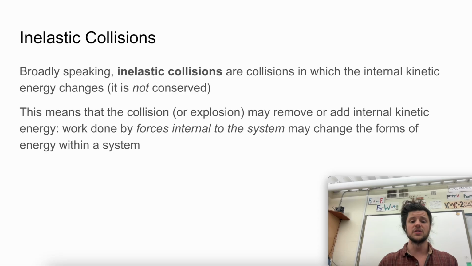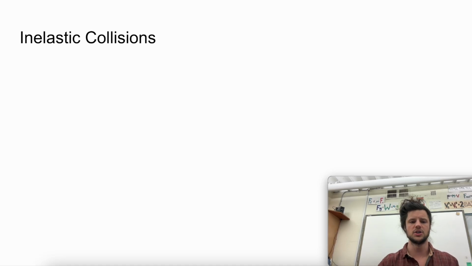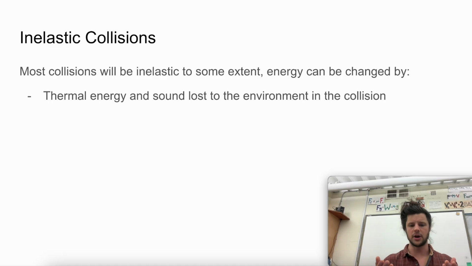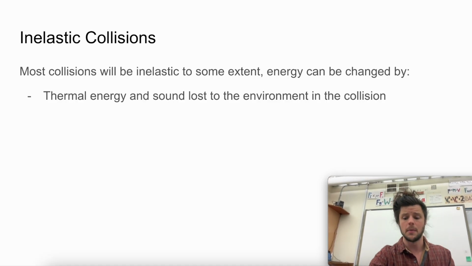Right, and the reason for that is there is some amount of work done by forces that are internal to that system, the two objects that are colliding, that's going to change from one type of energy to another type of energy. So some places where we can either gain or lose energy during a collision are things like thermal energy and sound. We're familiar with these being non-conservative forces that will take energy out of our system and lose it to the environment when an action is performed on our system. So that can happen here in terms of momentum as well.